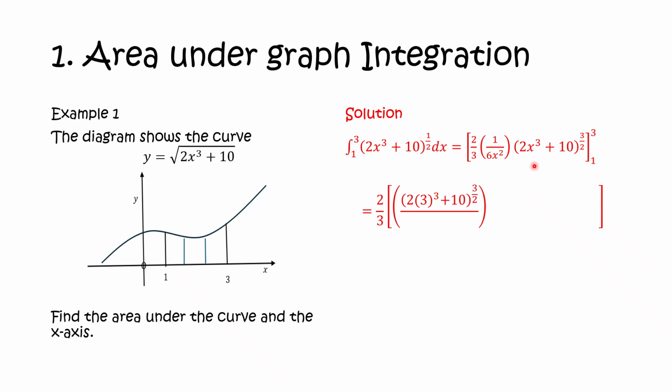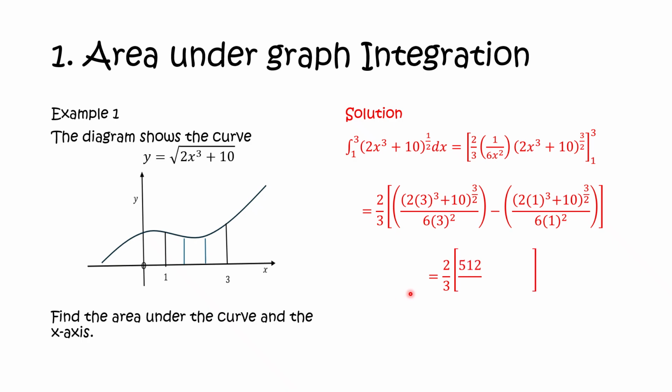Recall from our video part 4, we dealt with integrating such kind of functions. So in this case, we would have 2 over 3 times 1 over 6x squared times 2x cubed plus 10, all raised to the power 3 over 2. We still keep our limits. We simplify what we have in the square parentheses. And after doing so, we now substitute for the limits. And recall, we would start with the upper limits and we subtract the lower limits. So if we do so, we are going to have that.